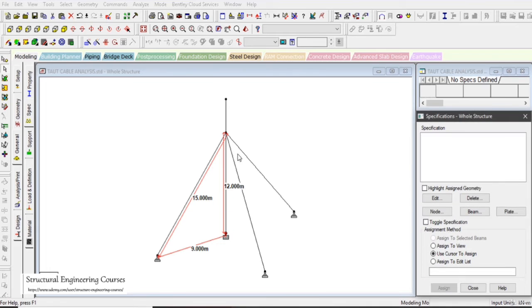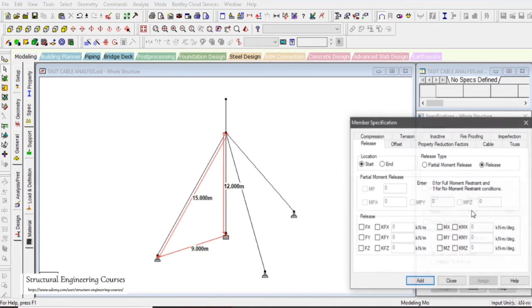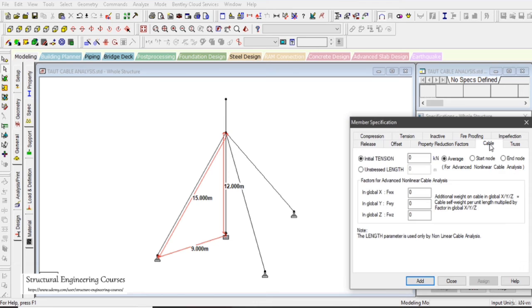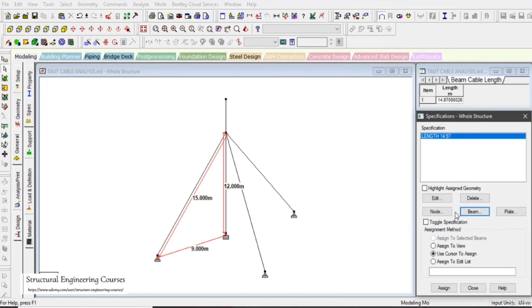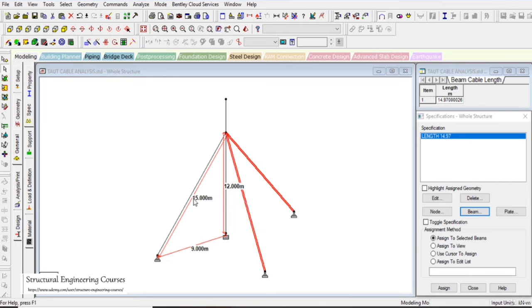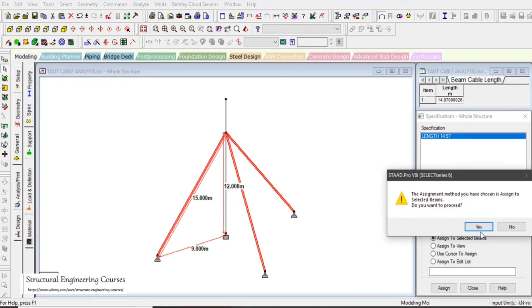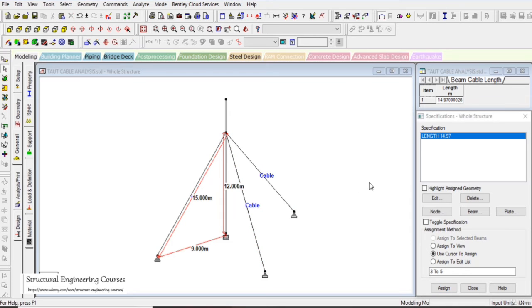After that we need to assign the most important part, that is specification. So under the beam section you will see there is a section called cable. We can either assign initial tension or we can assign unstressed length. So unstressed length we can assign to be 14.97, supposing 0.03 meter as the difference, that is delta. So we can left click on add here, and we can assign this particular length to all these members here. And after that, the specifications are done.